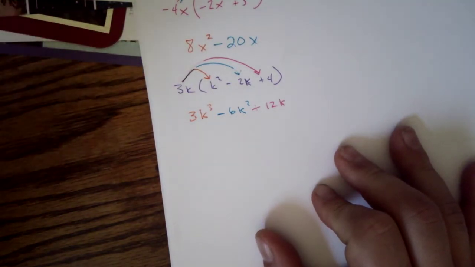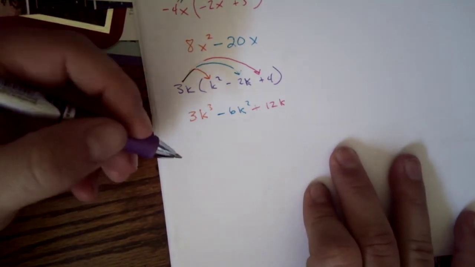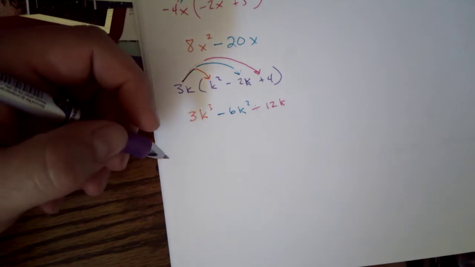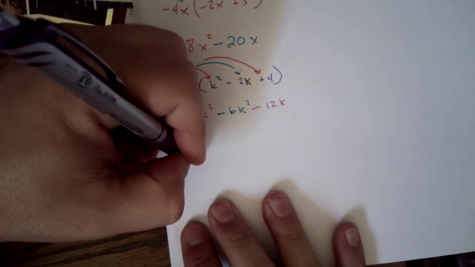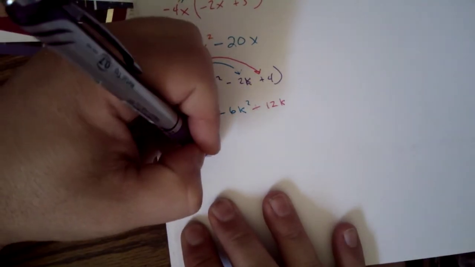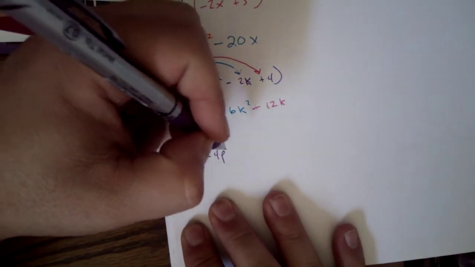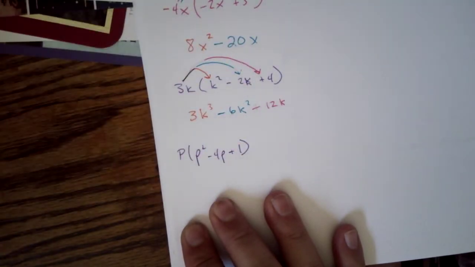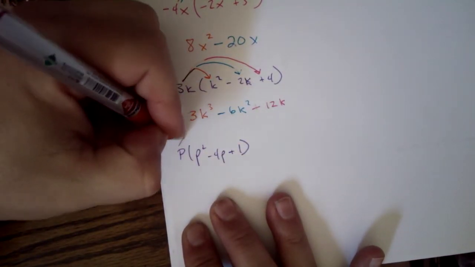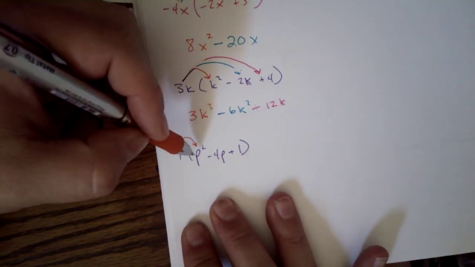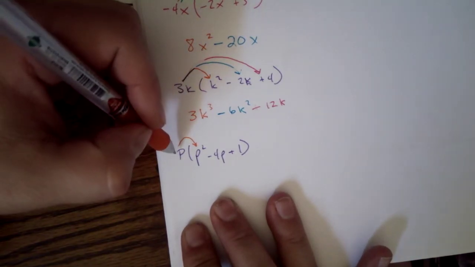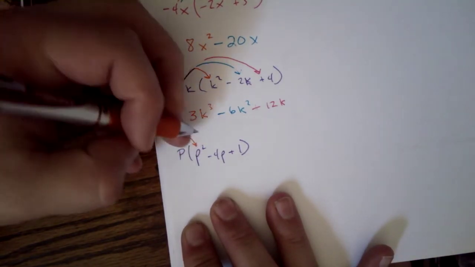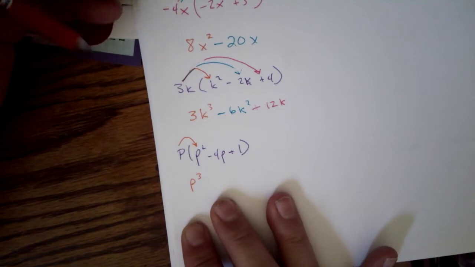Get my purple pen out. I like to use colors for this because it really helps to see what's doing what. All right, so number 9, we have p times p squared minus 4p plus 1. Okay? I'm just going to go through the same steps I've been doing this whole time. We take the p times that first term, both positives, no numbers in front, so 1 and 1. How many p's do I have? I have 1, 2, 3, so I have p to the third.